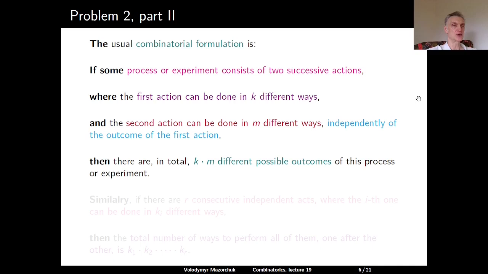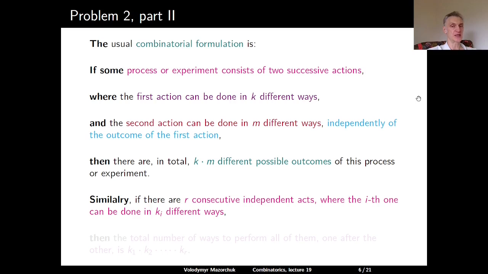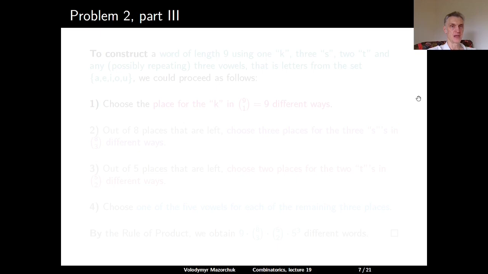And one can generalize it to several actions, not necessarily 2. So if there are R consecutive independent actions, where the ith one can be done in Ki different ways, then the total number of ways to perform them all, one after other, is K1 times K2 times and so on times Kr. Now to our problem with words.